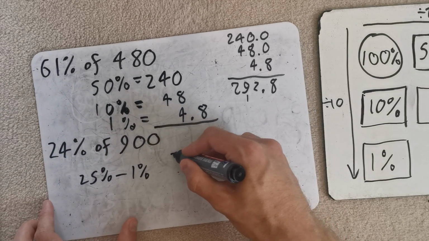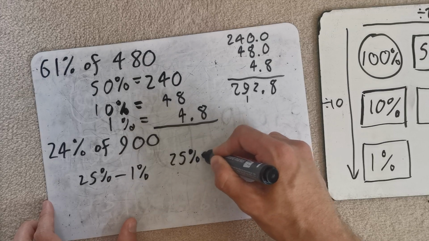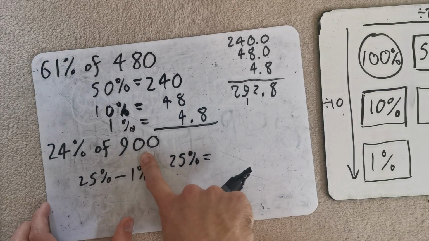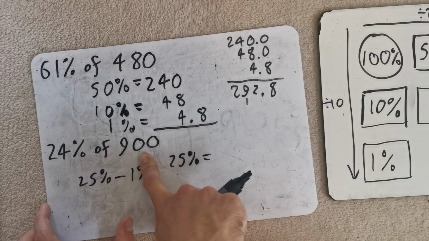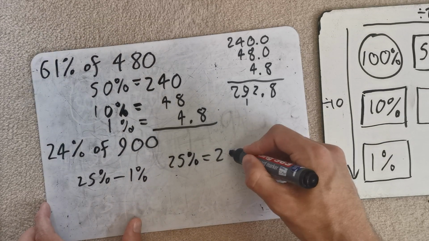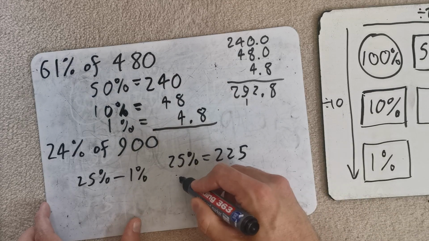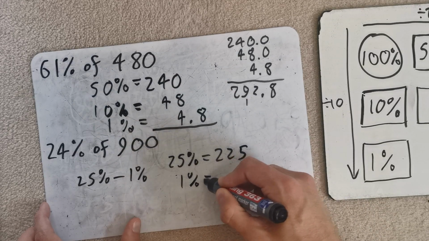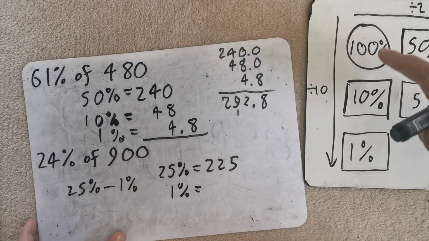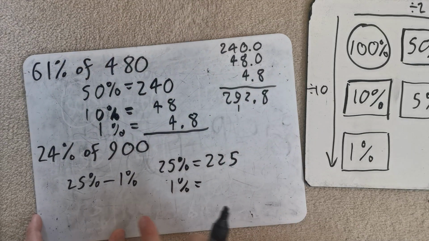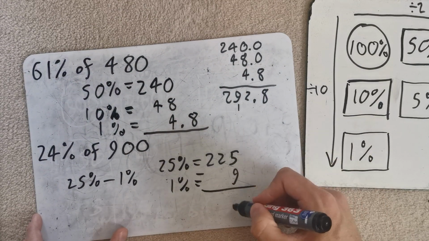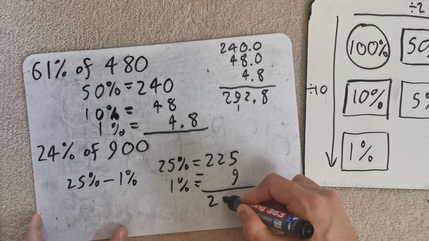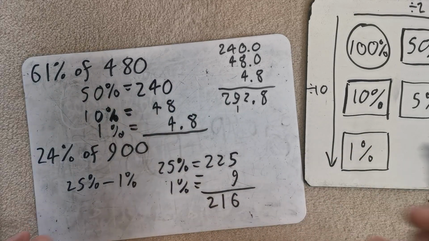So 25% would be half it and half it again. So half it once, you get 450. Half it again, you get 225. And then 1% is divide by 10 again, which would be 9. Okay, we could take that away, which would give us 216 for the answer to this one.